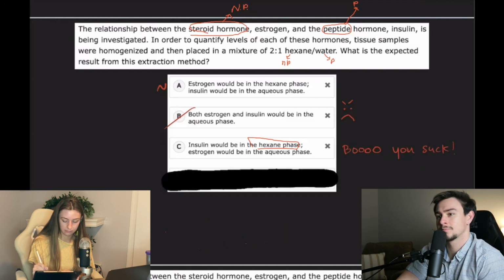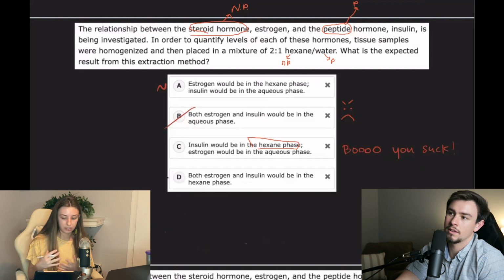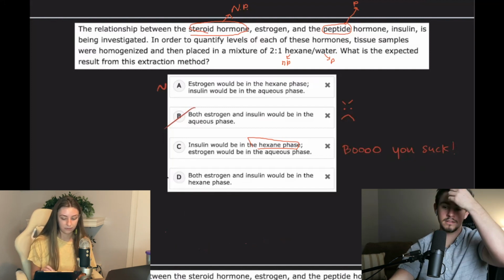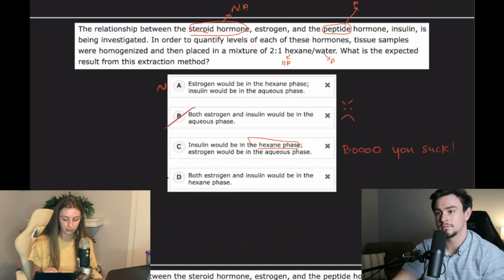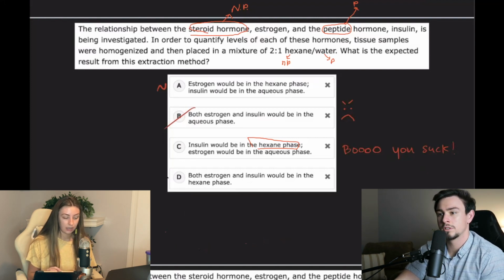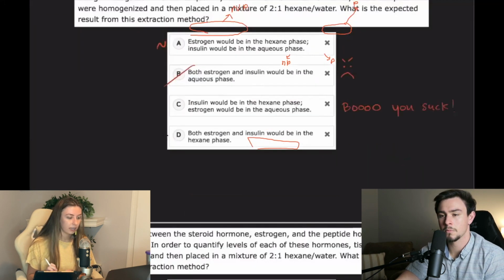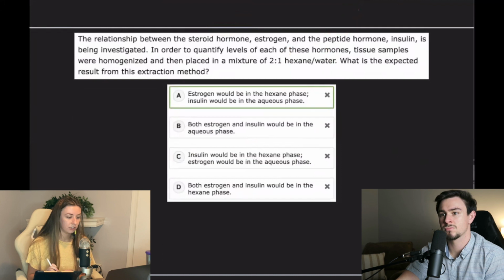So basically all this was saying is, hey, you need to pick up on the fact that steroid hormone means nonpolar, peptide hormone means polar, and just decide which of these would belong in which phase. So I would go with answer choice A. And A is correct. You described that very well, John.